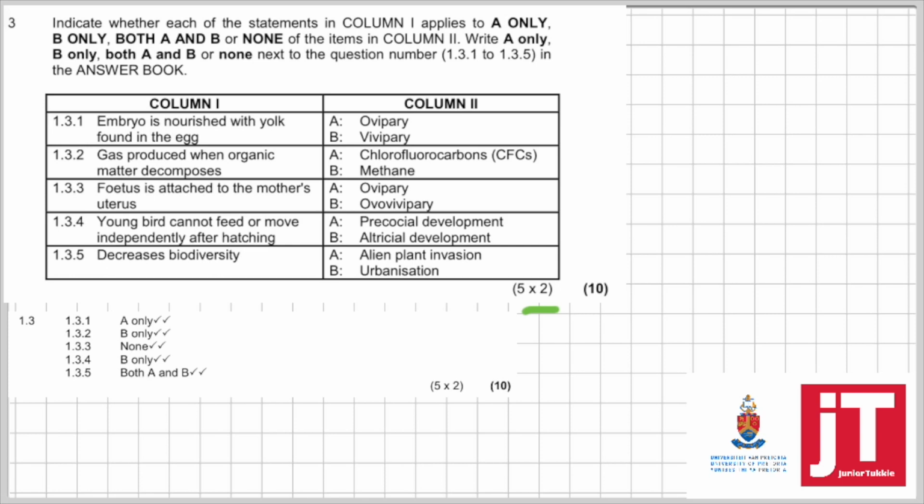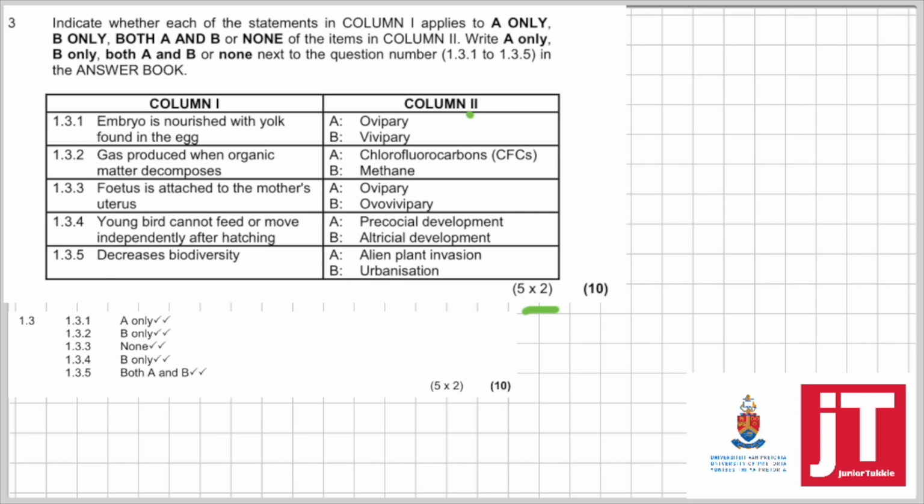1.3.1. The embryo that is nourished with yolk found in an egg. Now, if you know the difference between oviparity and viviparity, oviparity is the only one that has a yolk. Viviparity, remember, is connected by the placenta. So your answer is obviously A only.